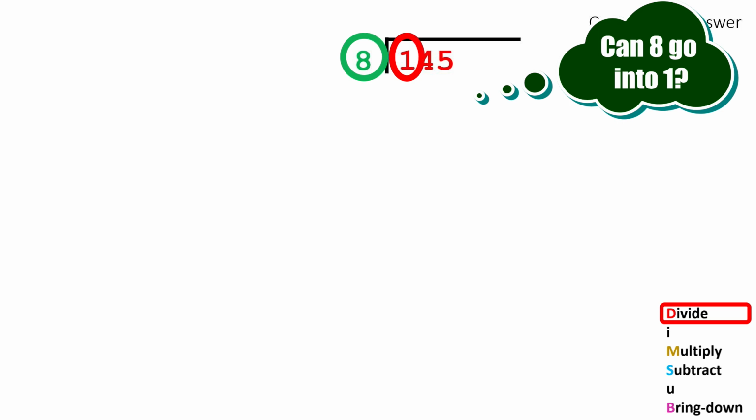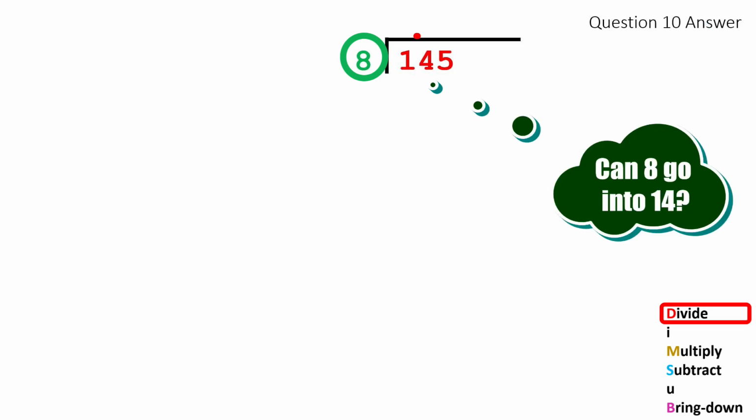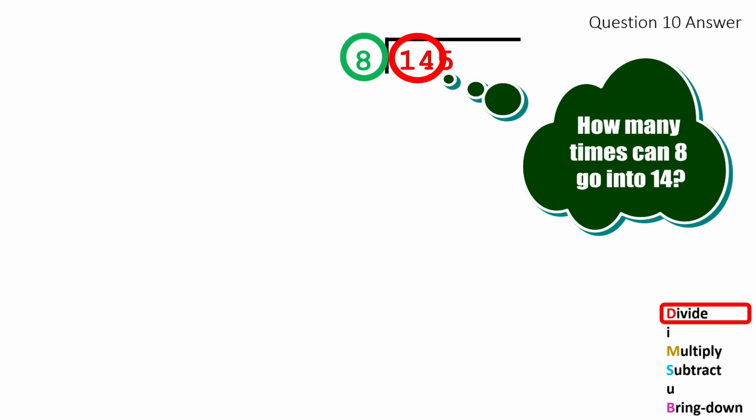Can 8 go into 1? No. 8 is bigger than 1, so 8 can't go into 1. That means we need to include the second digit. Can 8 go into 14? Yes, 8 is smaller than 14, so 8 can go into 14. We need to find how many times 8 can go into 14.